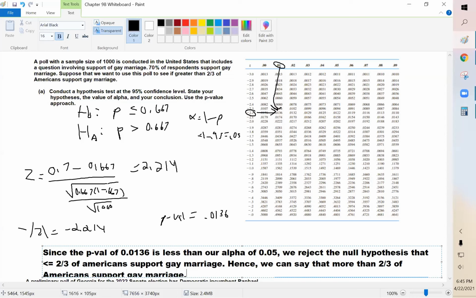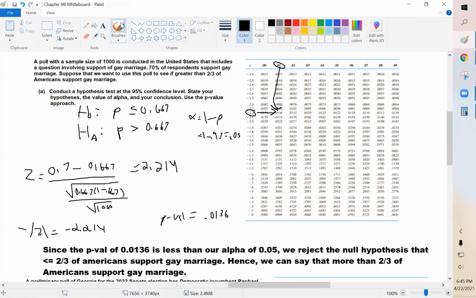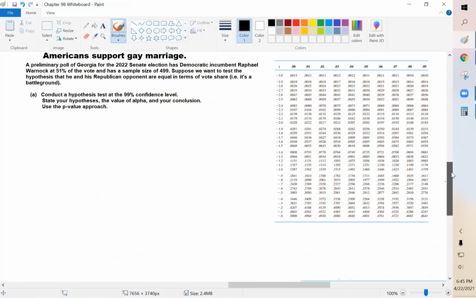And this, by the way, was an actual Gallup poll. Any questions before I move on to the next example? Okay. Next example, now we're going to go back to Georgia.